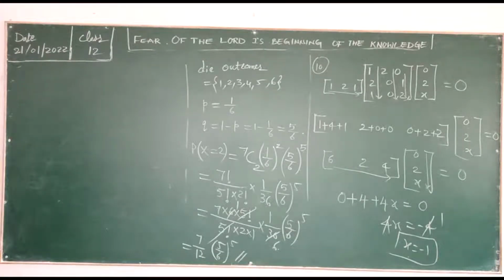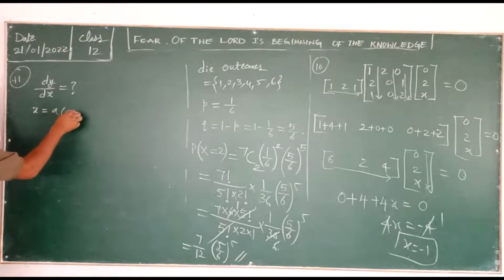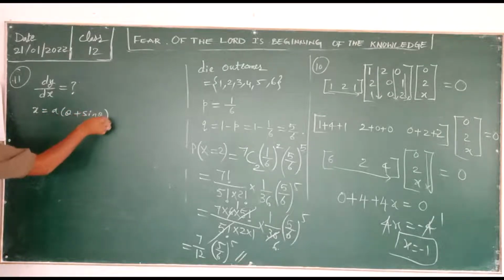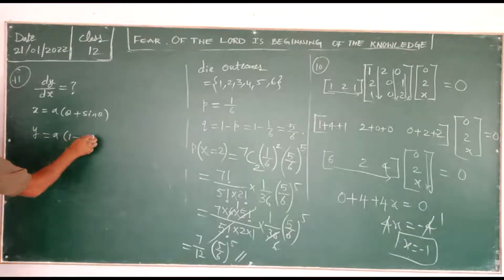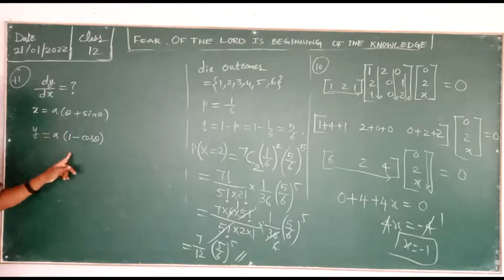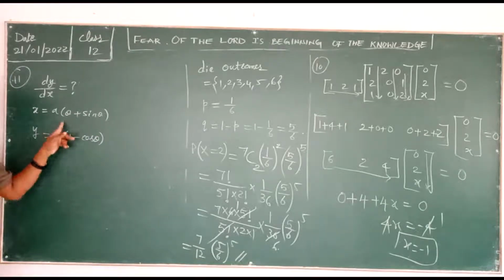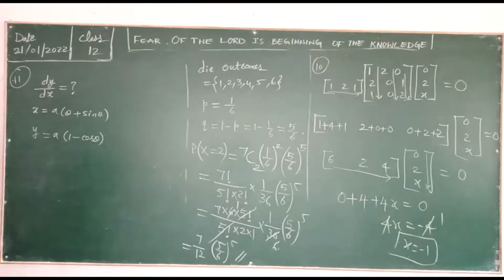So next question, it is the 11th one. Find dy upon dx. X is equal to a into theta plus sine theta, and y is equal to a into 1 minus cos theta. So separately they were given, and you have to solve separately, and then you have to find dy upon dx. So now how to do, once again observe carefully.